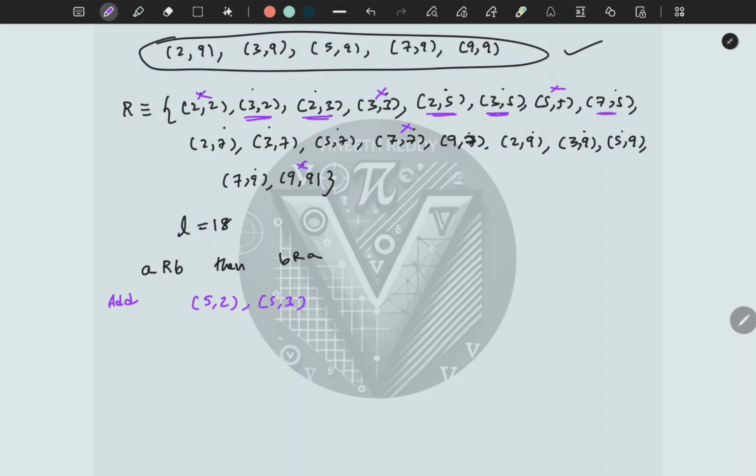(7,5) is present. Is (5,7) present? Yes. (2,7) is present. Is (7,2) present? No. (3,7) is present. Is (7,3) present? No. (9,7) is present. Is (7,9) present? Yes. (2,9) is present. Is (9,2) present? No. (3,9) is present. Is (9,3) present? No. (5,9) is present. Is (9,5) present? No. That means how many elements are we adding? 1, 2, 3, 4, 5, 6, 7. So M will be 7.